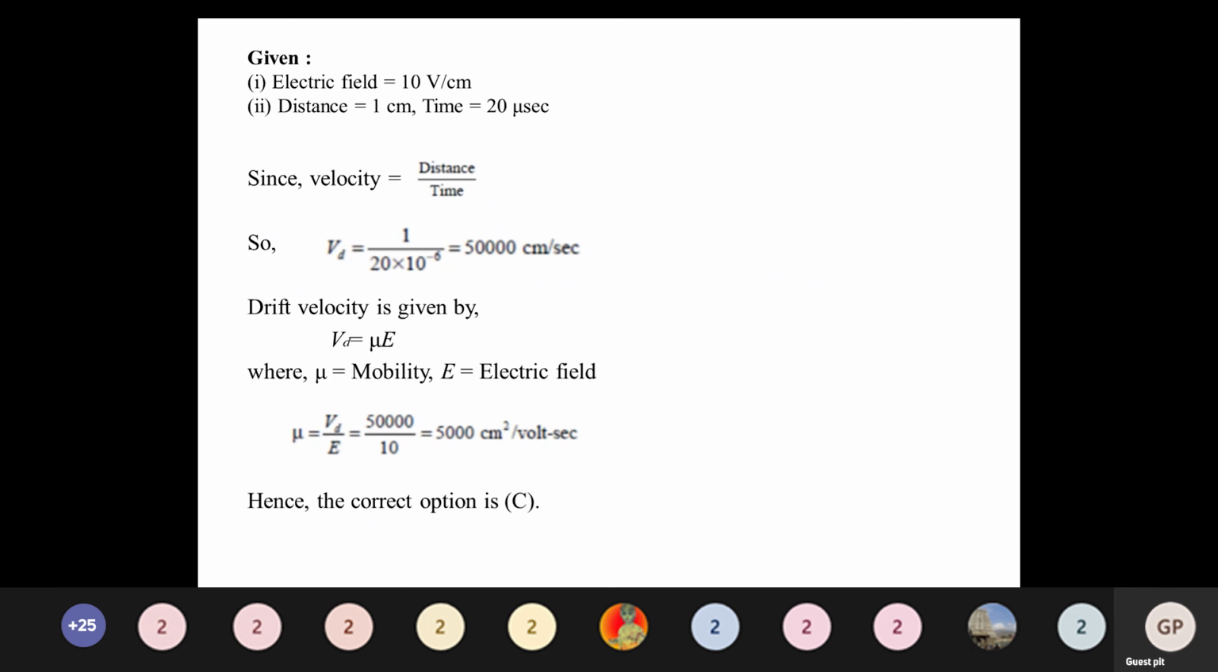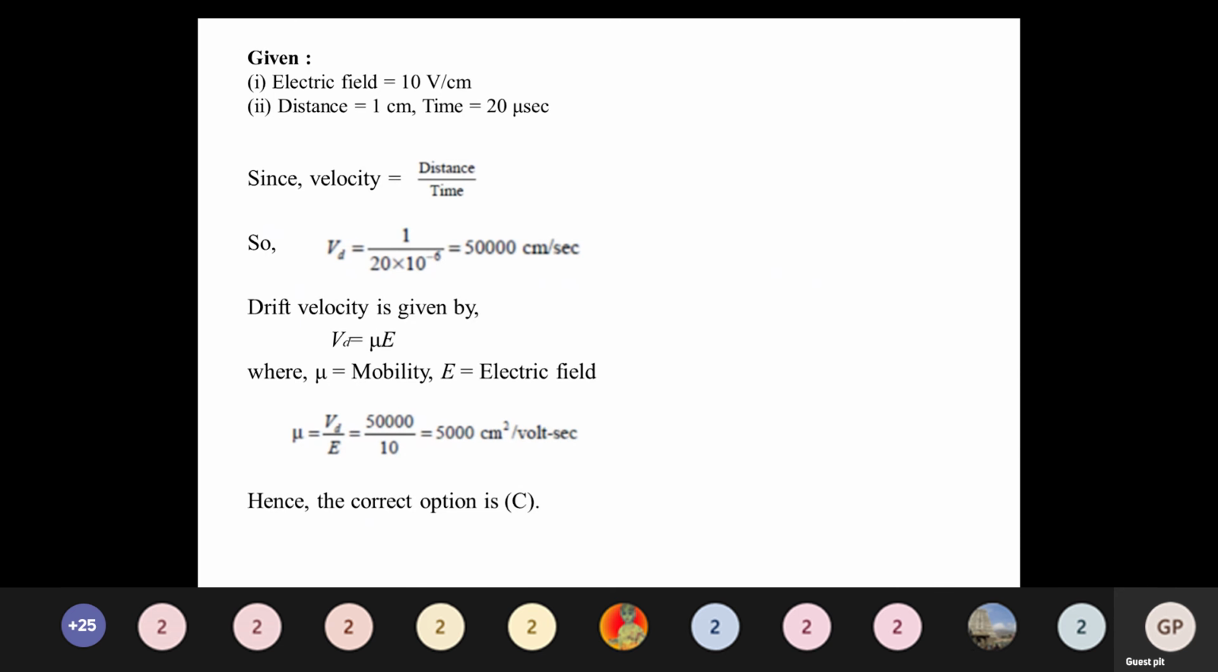First the given data we are writing. The given data are electric field, distance, and time. Mobility they are asking. So the relation between mobility and velocity is Vd equal to mu into E. E is given in the problem. We want to find mu. To find mu, first we have to know the velocity. To find the drift velocity, we can use the normal velocity formula: velocity equal to distance by time. This is the basic formula we are having, and that same formula we are considering here.